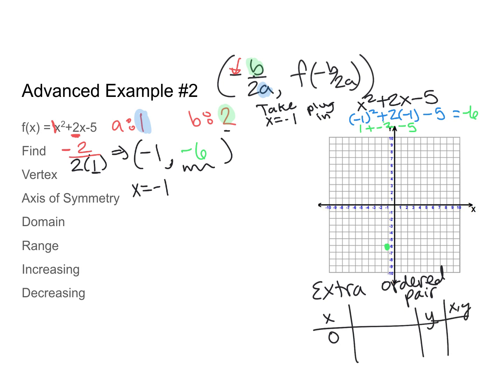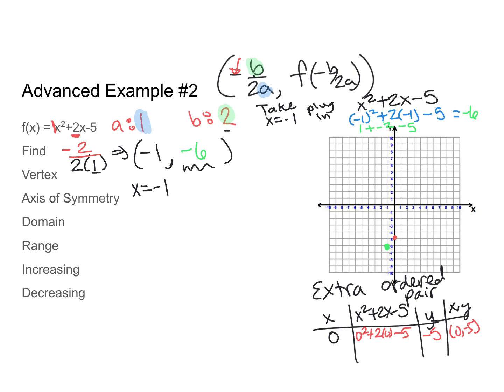So when I plug 0 in to my function, I can do that really fast because it's a 0, right? 0 squared is 0. 2 times 0 is 0. So it's not a surprise that I end up with negative 5, right? So I can plug 0 in. That's just a real efficient value to always use. So 0, negative 5 would be my other ordered pair.